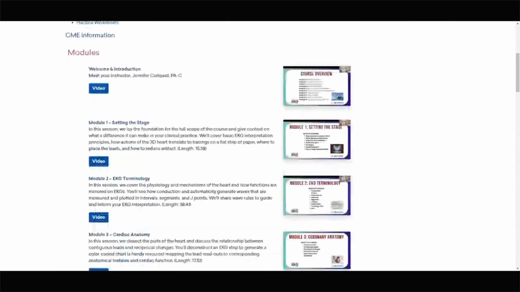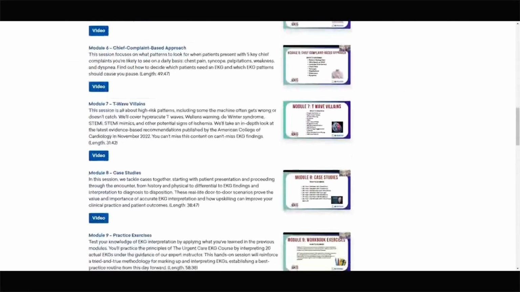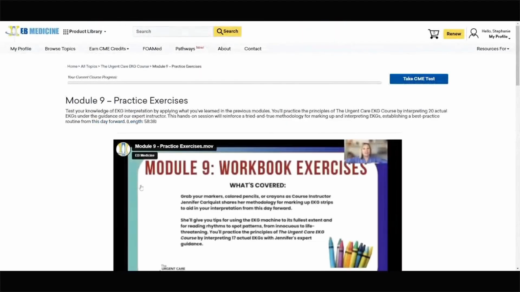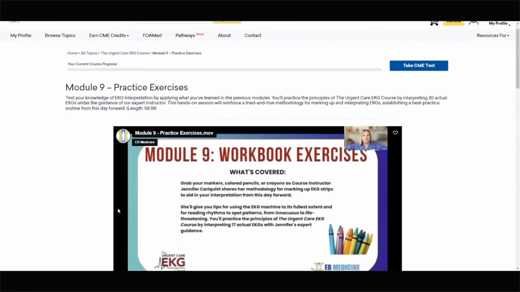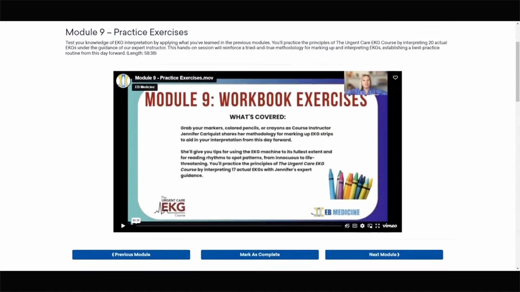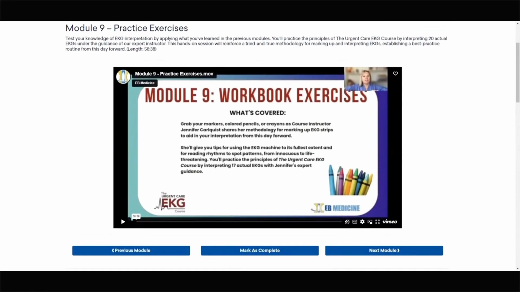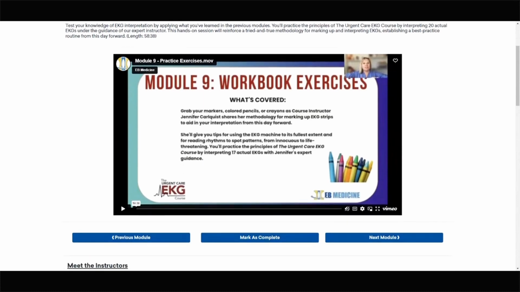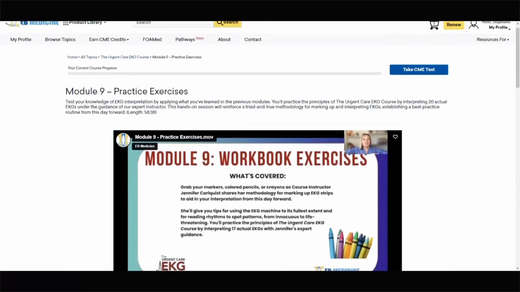At EB Medicine, we understand the importance of providing you with information in multiple formats, explaining the content in a variety of different ways to give you the opportunity to practice and reinforce your learning. After working through the modules and acquiring the foundational knowledge needed to accurately interpret 12 leads, you'll have the opportunity to practice with 20 actual EKGs and establish best practices that you can take with you to your next shift. Our expert instructor is going to help guide your interpretation of real-life patient scenarios.